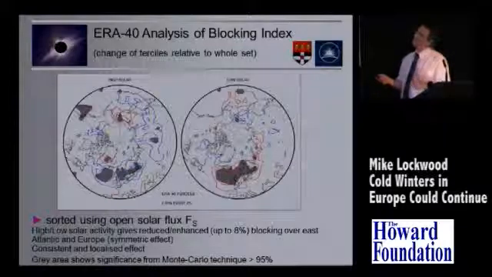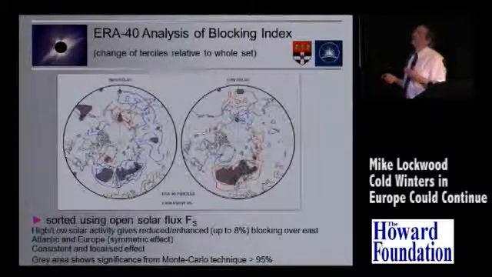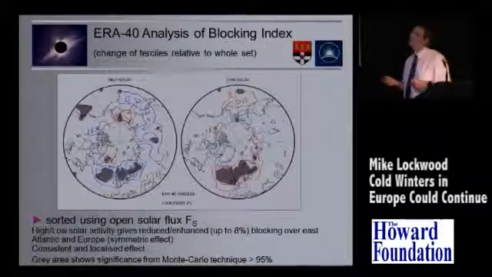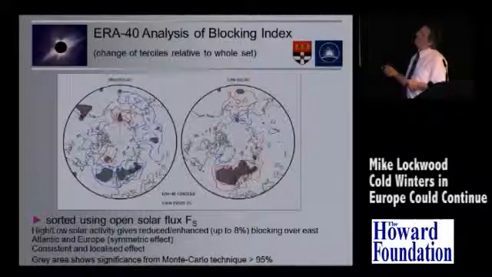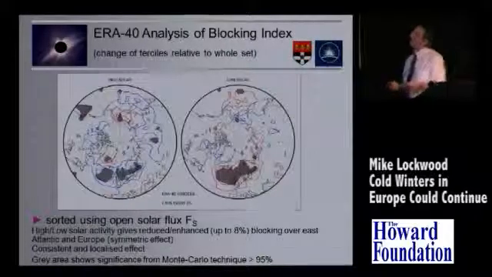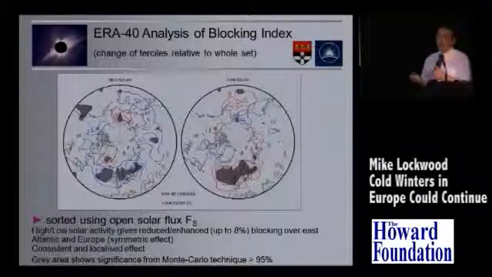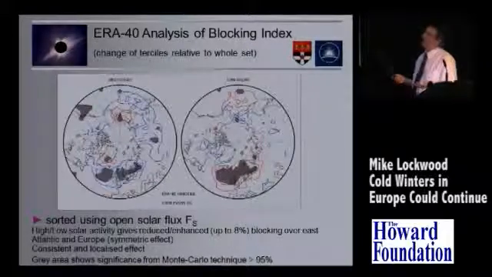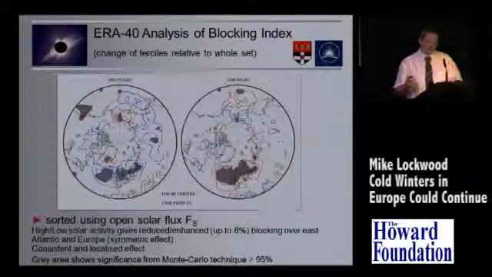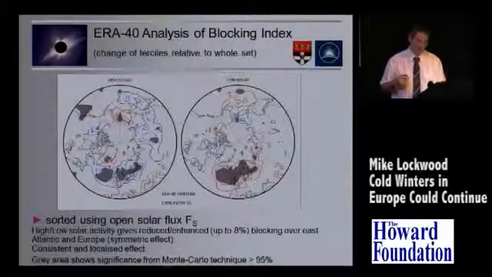The grey areas are where we are 95% confident from a Monte Carlo test that this is a significant result. This shows you the low solar activity against the average, and actually we've got an 8% increase in blocking, and again, it's 95% significant. We can't find anything equivalent in the southern hemisphere, and it's the only place around the northern hemisphere jet stream where it happens. There is something special about Europe, we think.